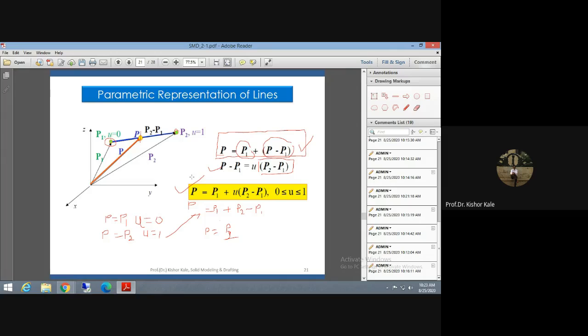Is this okay? When we go to the circle, I will explain again what the value of U is. Now you have understood how the line is represented in parametric form. Just remember this: P equals P1 plus U times (P2 minus P1). Correct?